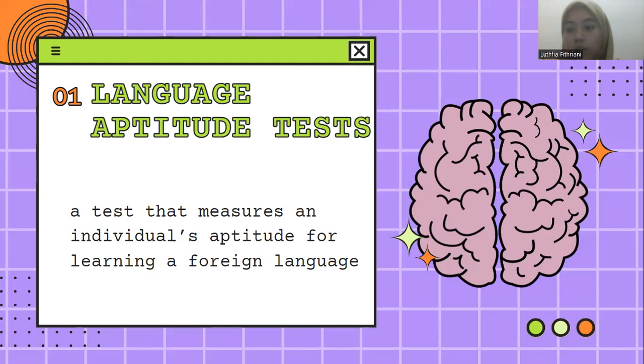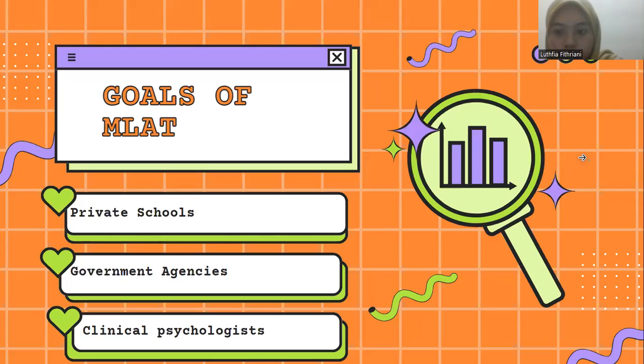So, the language aptitude test, or nowadays well known as the modern language aptitude test, is a test that measures an individual's aptitude for learning a foreign language. The main objective of this test is to measure foreign language learning aptitude. However, every institution has its own objective in conducting the test.